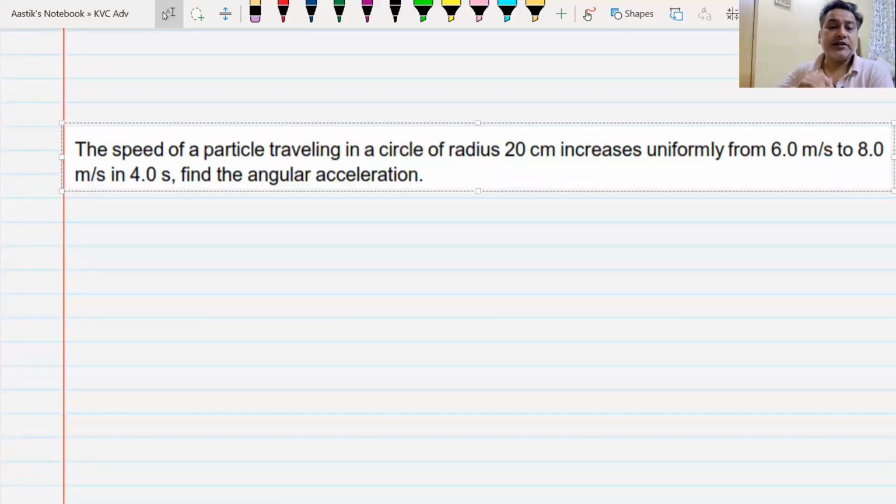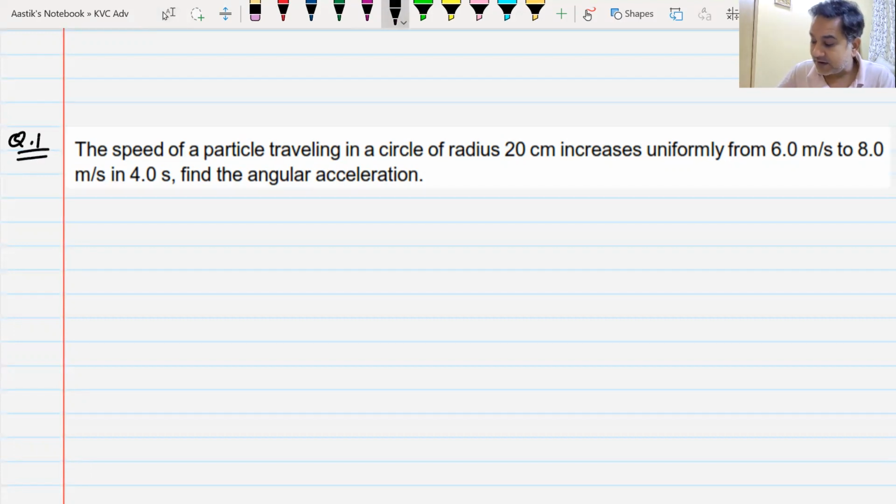The speed of a particle traveling in a circle of radius 20 centimeters increases from 6 meter per second to 8 meter per second in 4 seconds. Find out its angular acceleration. I'll give you 2 minutes to solve this.